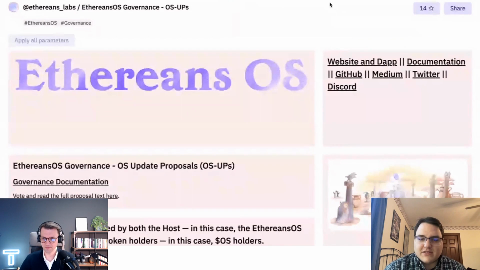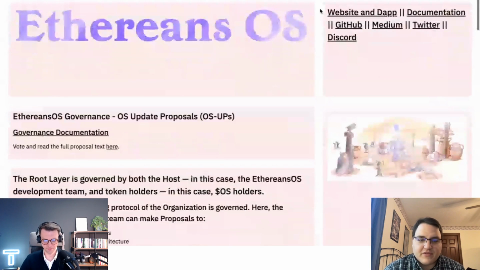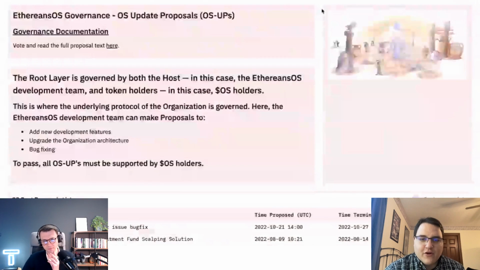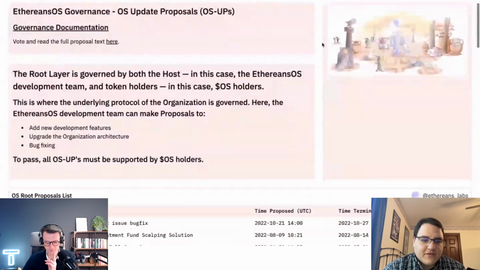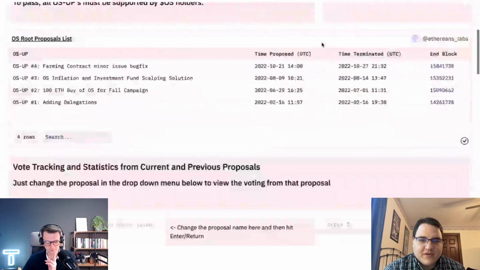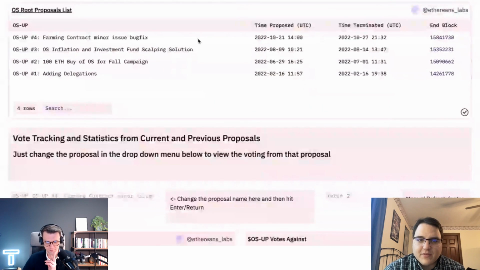One of the dashboards that we made is for our governance portion. As part of Ethereans OS, we can deploy upgrade proposals, and then the holders of the token can vote on whether or not we want to approve those proposals. And this is our live vote tracking in Dune. If you scroll down here, we can see there's been 4 upgrade proposals. We have some descriptions on them, when they got proposed, when they got executed, and you can even see the stop block for when those votes would end.